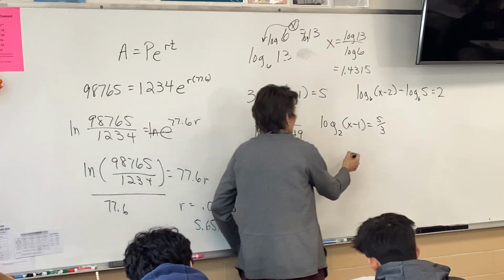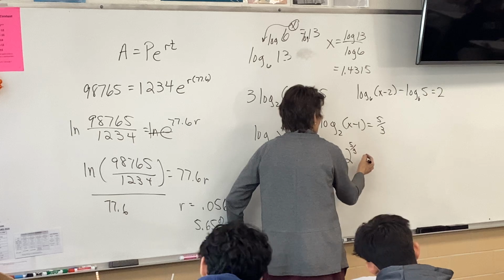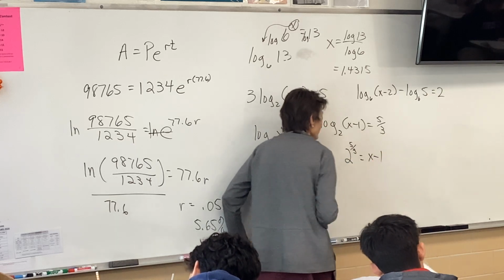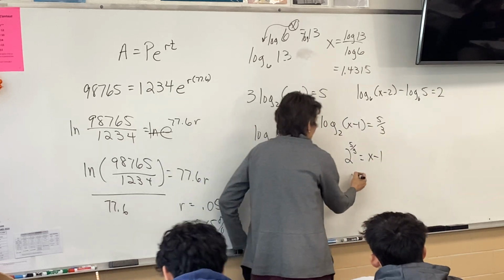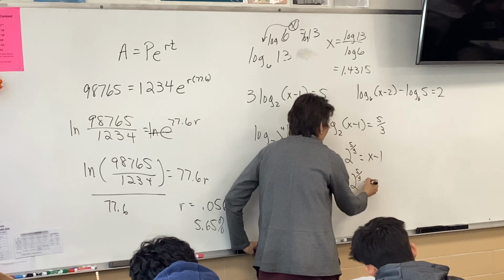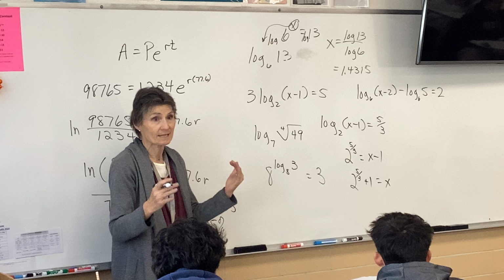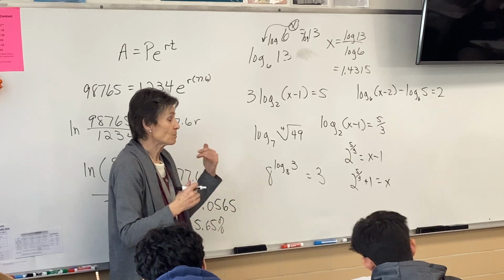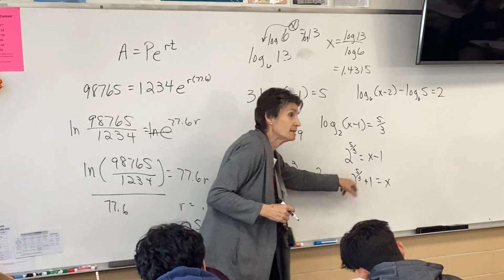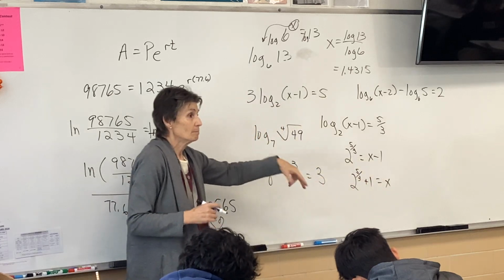So what does that say? 2 to the 5/3 equals x minus 1. So 2 to the 5/3 plus 1 equals x. And without a calculator, that's it. Now, if this were a calculator problem, I could type that in and get a decimal. But right now, that's it.